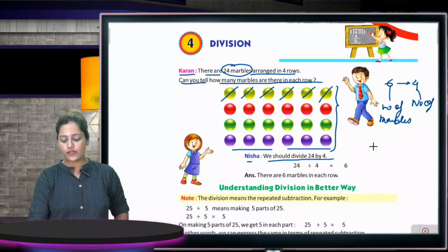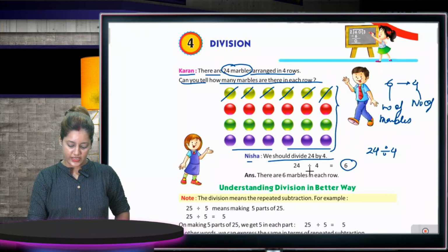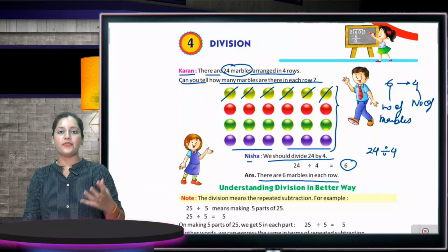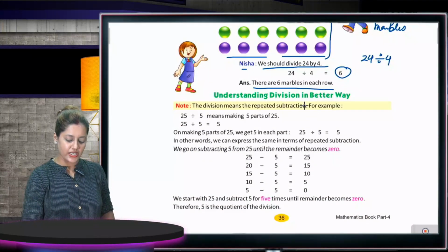Nisha, we should divide 24 divided by 4. So what is it? 6. So there are 6 marbles in each row, and this is the concept of division. So let's understand division in a better way.